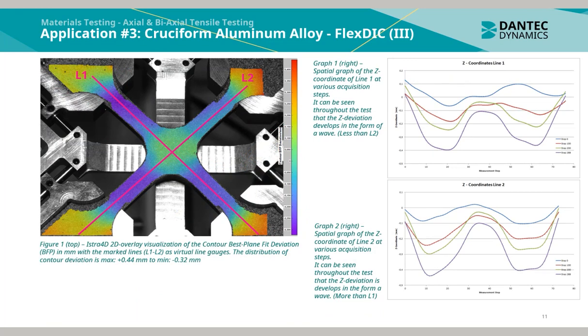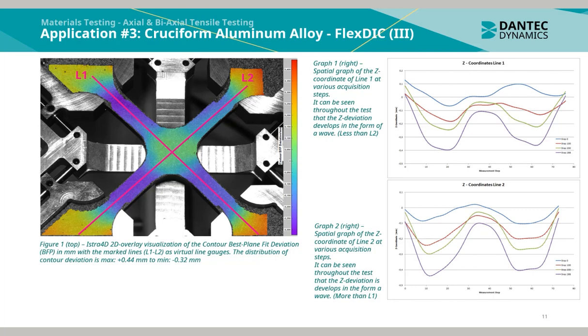In figure 1 to the top, we see the EduDIC 2D overlay visualization of the contour best plane fit deviation, or the BFP, in millimeters with the marked lines L1 to L2 as virtual line gauges. The distribution of contour deviation is a maximum of plus 0.44 millimeters to a minimum of minus 0.32 millimeters.